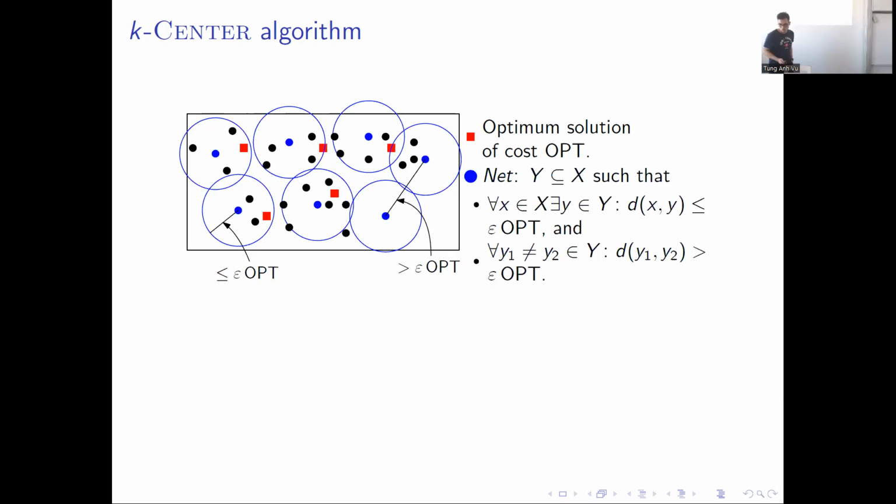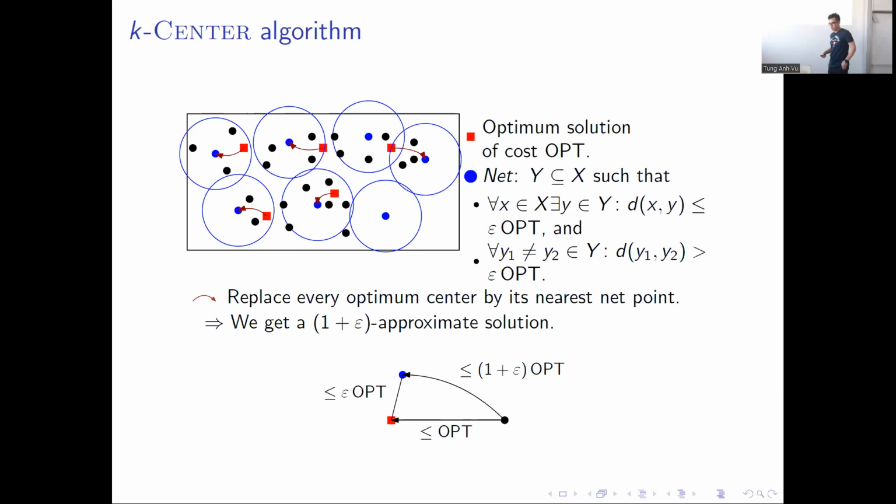Okay, so what's next? Suppose that I know where the optimum solution is. If I take this optimum solution and replace it with its nearest net point, and I increase the radius from opt to 1 plus epsilon times opt, then it's a valid 1 plus epsilon approximate solution, right? Makes sense? Yeah, just like by this picture or whatever.